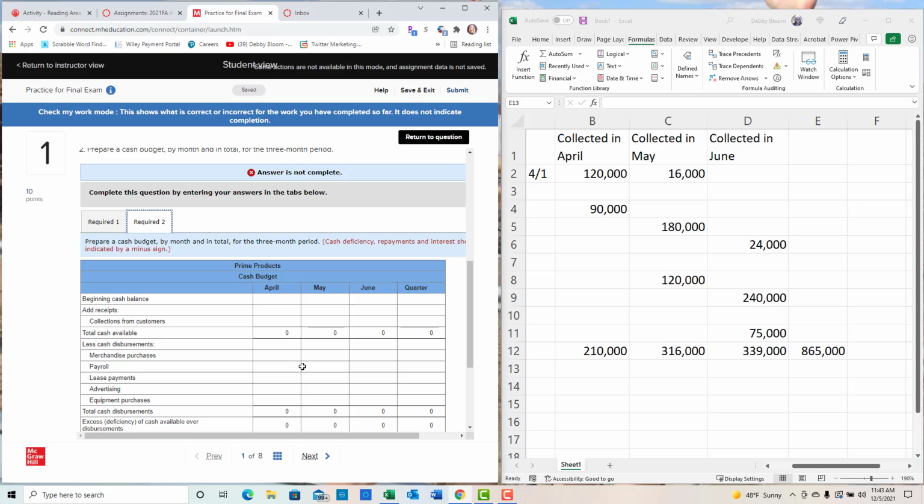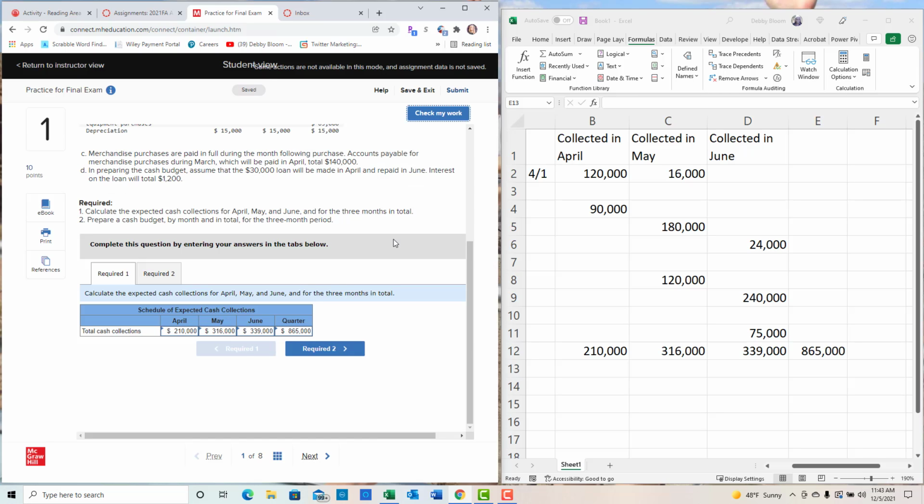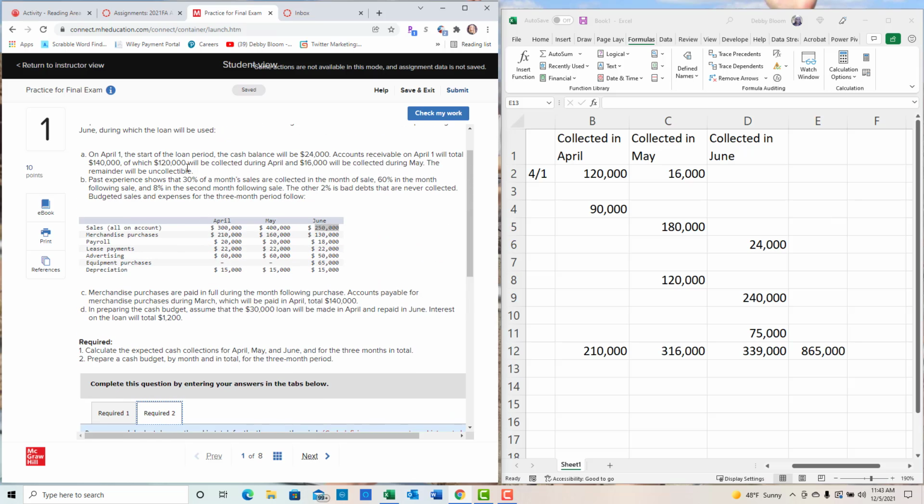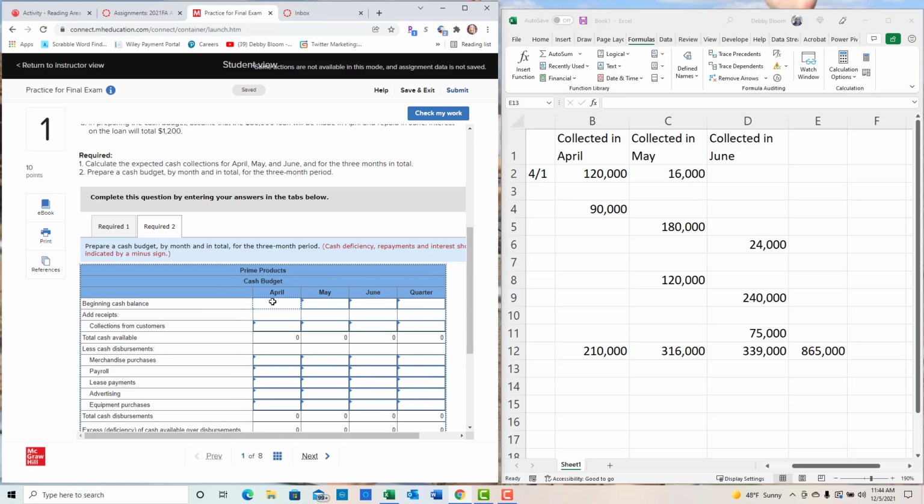I don't think I'm going to need Excel for this because most of the numbers are going to be very easy. We're not going to need very many calculations. So we were given in the problem, in part A, that the beginning cash balance is $24,000. So I'm going to put in the $24,000 beginning cash balance for April.